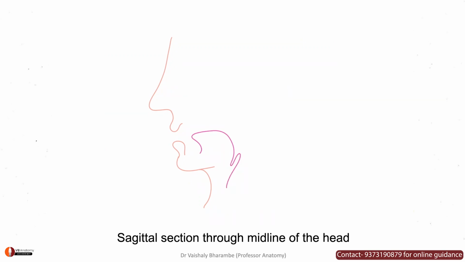Above the upper lip now, draw your hard palate. Draw your soft palate. Draw the nose also, just to orient yourself. Okay. Now, from the soft palate, a fold descends downwards.